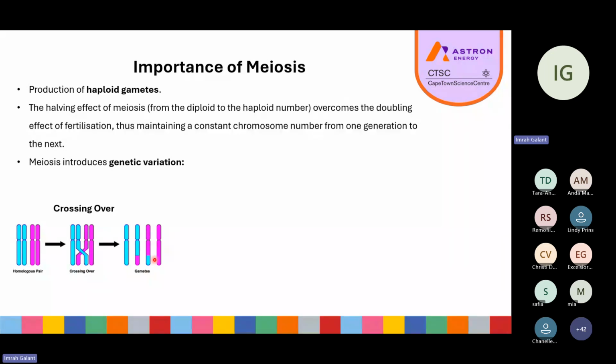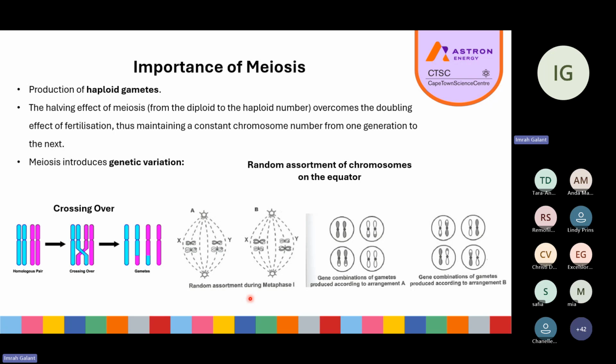Then another way in which genetic variation can be brought about is through random assortment of chromosomes at the equator. Now, if things are at the equator, this obviously occurs at metaphase 1. So what happens during this process? We have two diagrams over here showing random assortment during metaphase 1. Diagram A and diagram B both show different arrangements of the homologous chromosomes at the equator. These homologous chromosomes in both diagrams are arranged very differently.